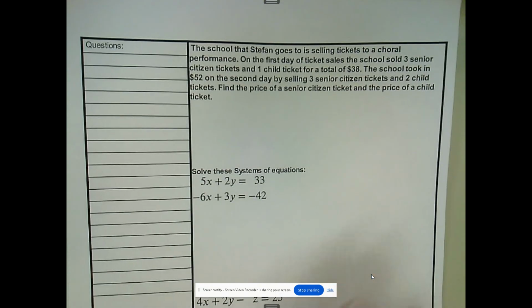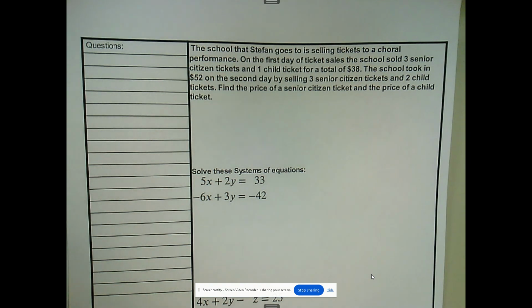The school that Stefan goes to is selling tickets to a choral performance. On the first day of ticket sales, the school sold 3 senior citizens tickets and 1 child ticket for a total of $38. The school took in $52 on the next day by selling 3 senior tickets and 2 children tickets. Find the price of a senior ticket and the price of a child's ticket.